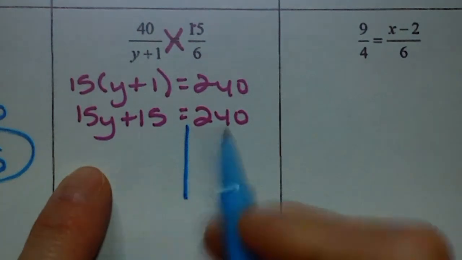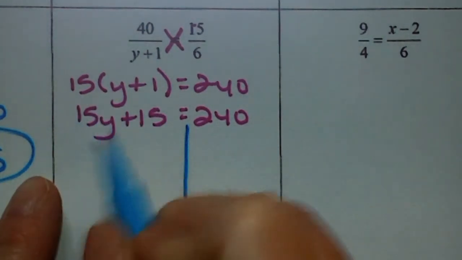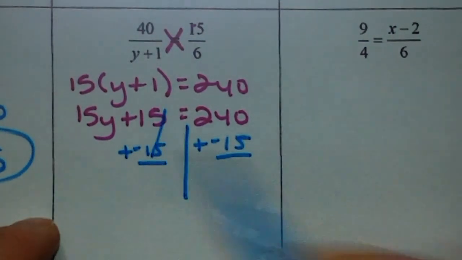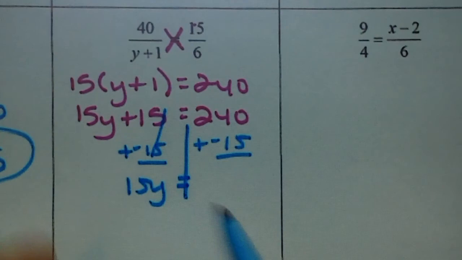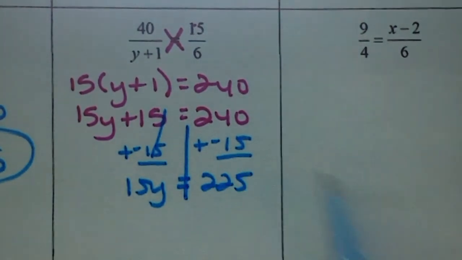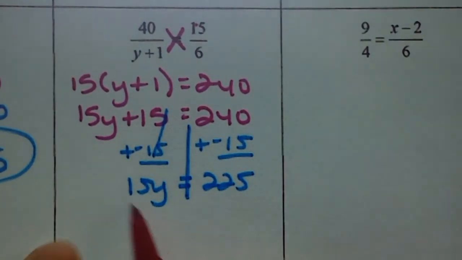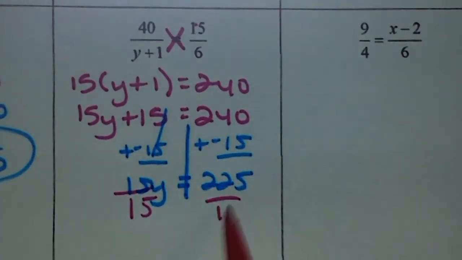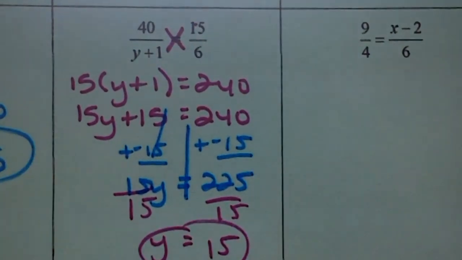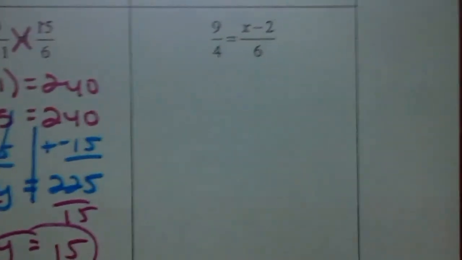All right, so here's 15 that's being added. We need to get rid of that first to get the 15y alone. So I'm going to subtract 15 or add negative 15. And 15y equals, when you take the 240 and you subtract 15, you end up getting 225. We're not done yet because the 15 needs to go away. So that means I need to divide each side by 15. And when you take your 225 and you divide it by your 15, yes, you get 15. That's it. All right, last one like this, and then we'll get into some story time with it.